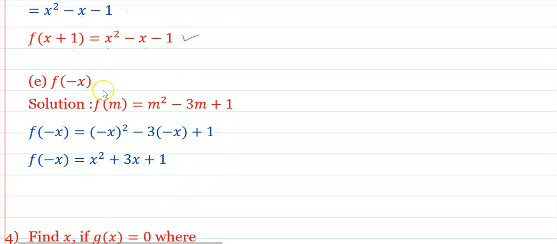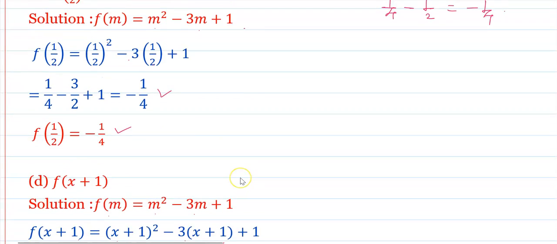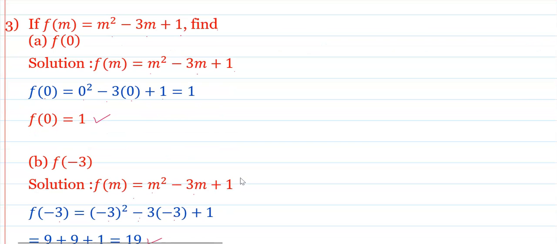What about f of minus x? f of m is m square minus 3m plus 1. Again replace x by minus x. f of minus x is equal to (minus x) square minus 3 into minus x plus 1. (Minus x) square means x square. Minus minus becomes plus. And therefore f of minus x is equal to x square plus 3x plus 1. This is f of minus x. Now we can find the values in this way for question number 3. It is an easy question.